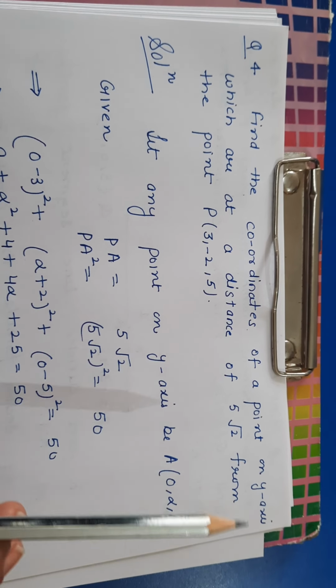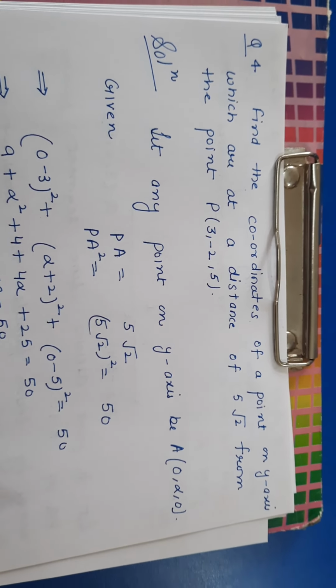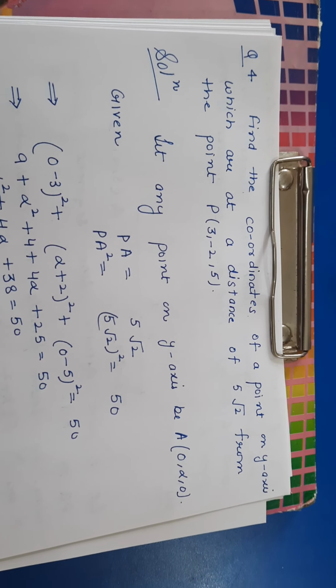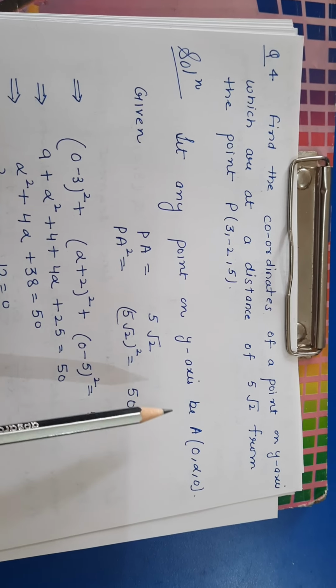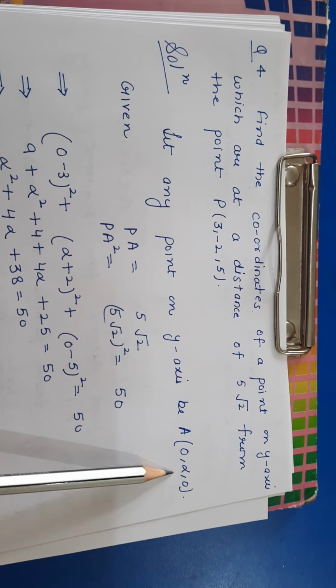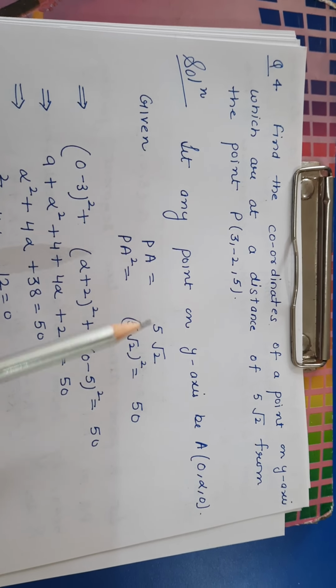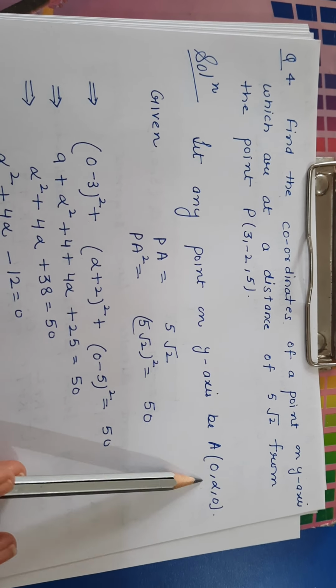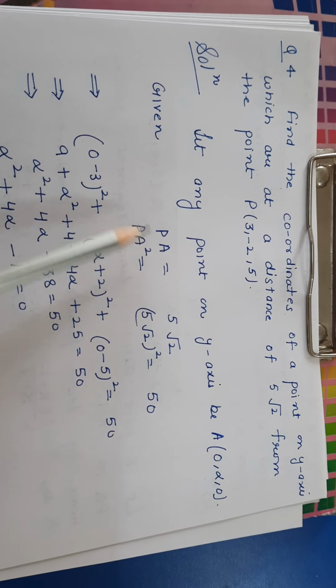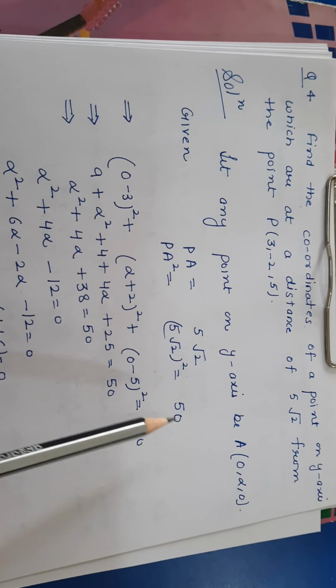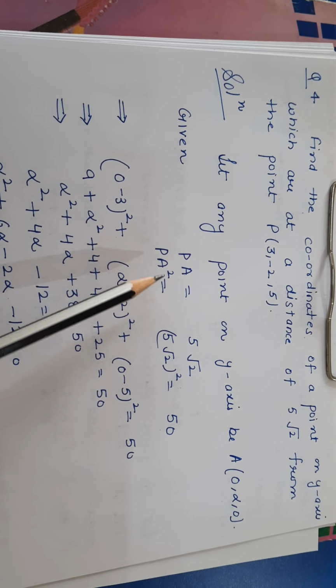Find the coordinates of a point on the y-axis which is at a distance of 5 root 2 from the point P (3, minus 2, 5). Let any point on the y-axis be A (0, alpha, 0), because on the y-axis the x and z coordinates are both 0. The distance of P from this A is 5 root 2. Now do squaring. The square of 5 root 2 is 50. Apply the distance formula.